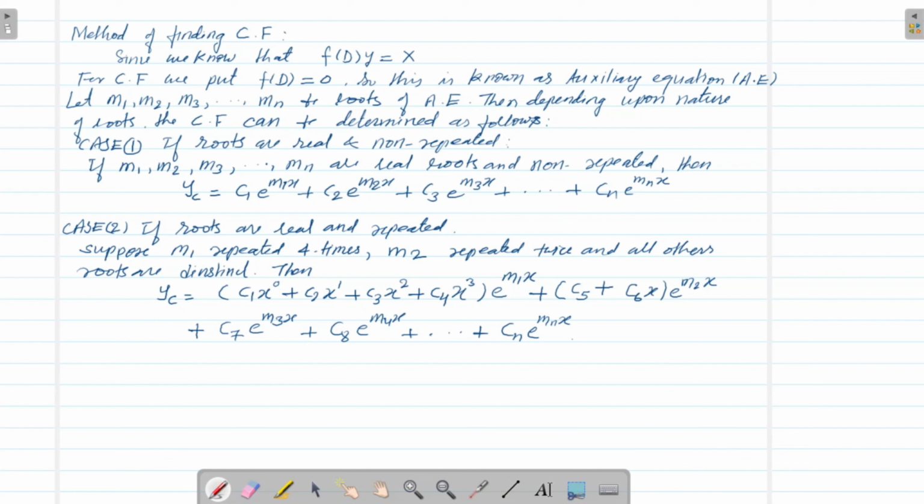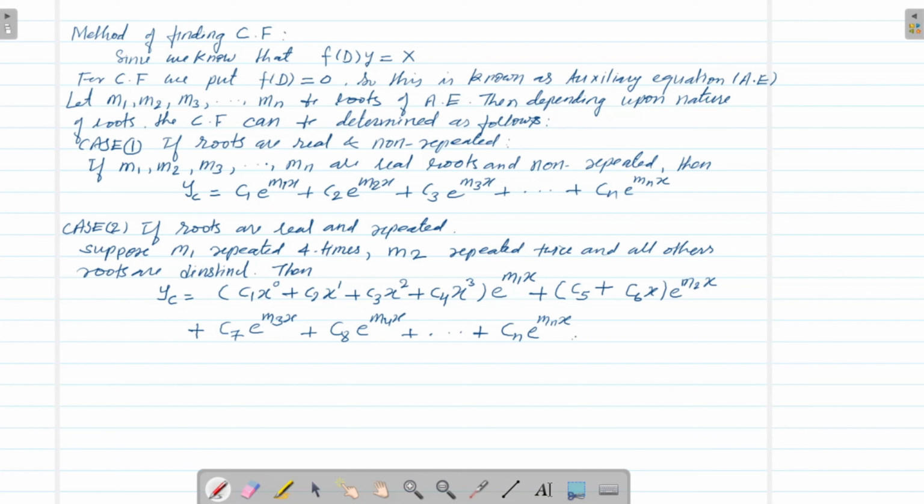That is, if m1 is repeated 4 times, we write c1 x raised to 0 plus c2 x raised to 1 plus c3 x square plus c4 x cube into e raised to m1x. If m2 is repeated twice, we write c5 plus c6 x times e raised to m2x. And all other roots are distinct, so we write as it is: c7 e raised to m3x plus c8 e raised to m4x and so on up to cn e raised to mnx.